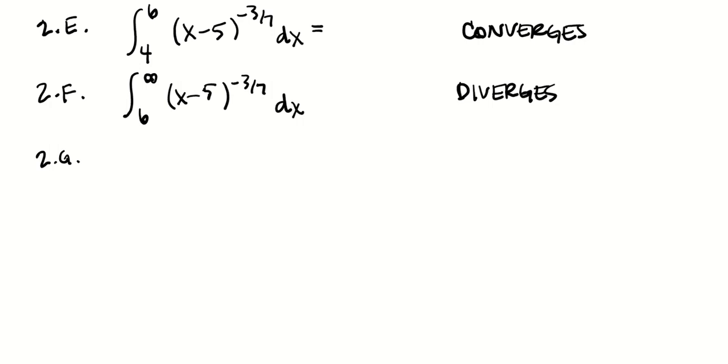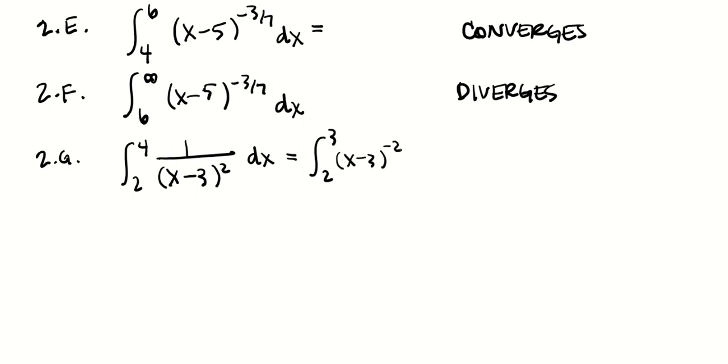Too far there. And 2g is going to be the integral from 2 to 4 of 1 over x squared minus 6x plus 9. I can factor that. That's x minus 3 squared. So again, I'm going to have to split this up into two separate integrals because the vertical asymptote is happening in the interior of my integral. So the integral from 2 to 3 of x minus 3 to the negative 2 plus the integral from 3 to 4 of also x minus 3 to the negative 2.